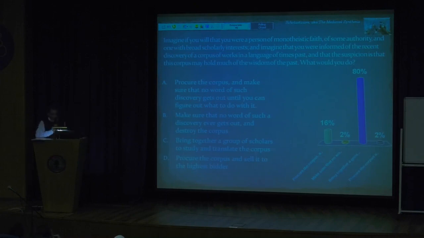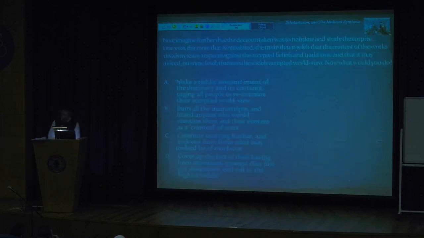All right, so democracy works, right? So let's go with those who voted C. So let us actually get a group of scholars together, study, translate the corpus. However, the more you translate and the more you study this corpus, it becomes kind of clear that the content of the works stands in many respects against the generally accepted beliefs and traditions and worldview, and that it may indeed, on some level, threaten the widely accepted worldview.